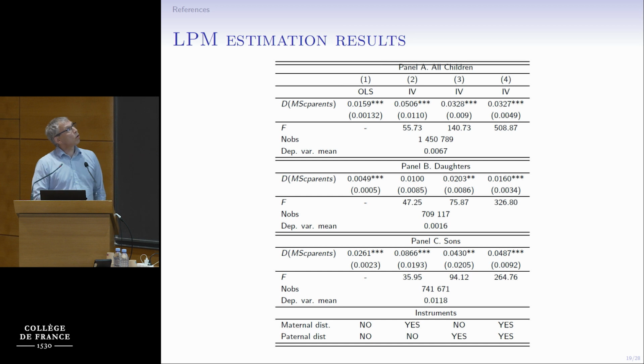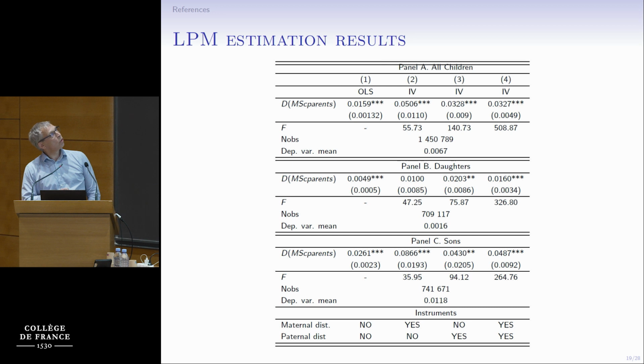Okay, going to our main results. Lots of numbers. Let's start from the top. That's all children. Then we go to daughters and sons. And let's go across here. So that's our OLS coefficient. In the second column, we have an IV estimate where we use only maternal distance. In column 3, we use only paternal distance. And in column 4, we use the distances of both parents as instruments.